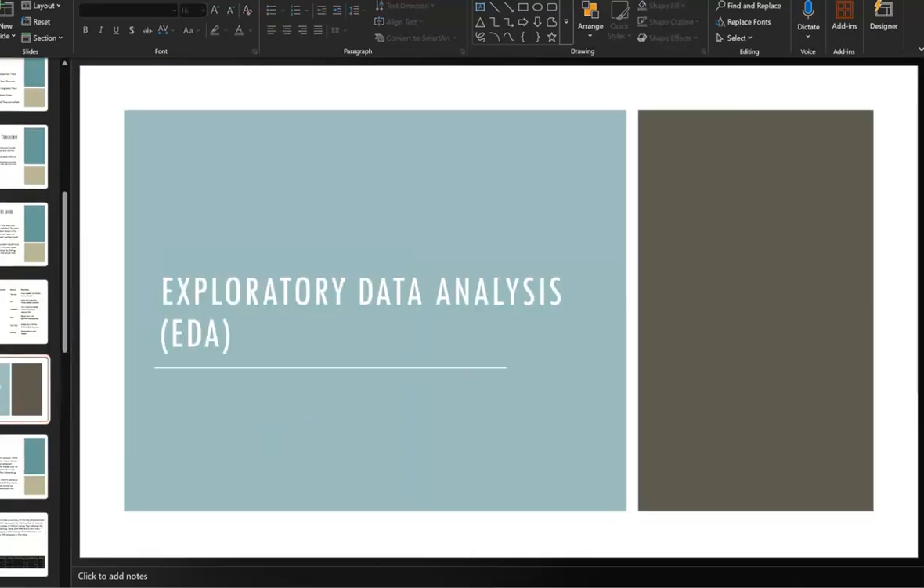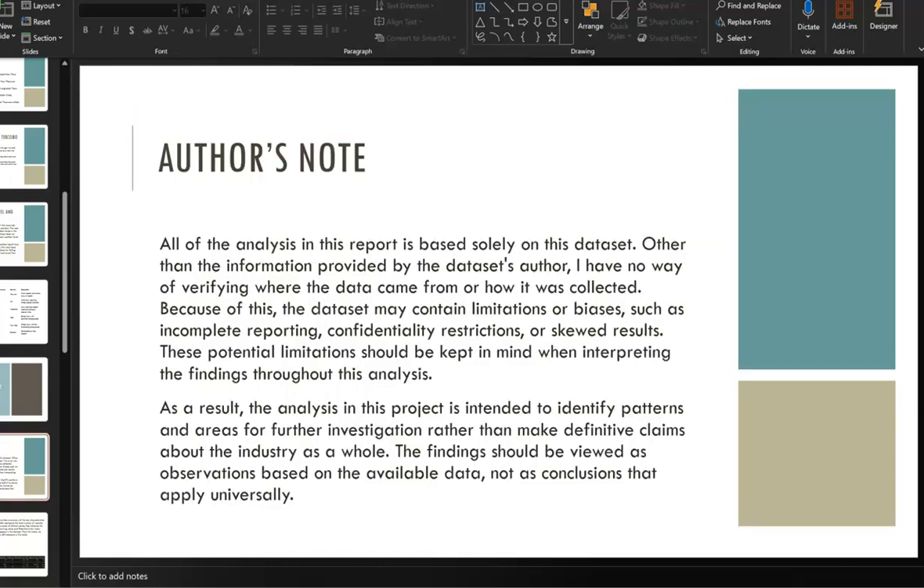Okay, so let's take a look at some exploratory data analysis. I did leave a note here. I said that all of the analysis in this report is based solely on this data set. Other than the information provided by the dataset's author, I have no way of verifying where the data came from or how it was collected.